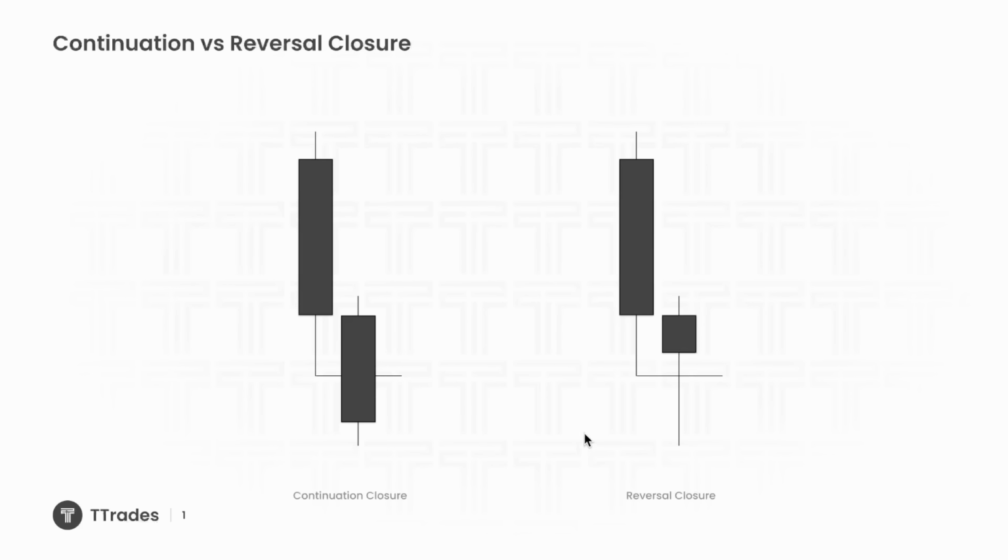Now with a reversal closure, that is when price sweeps out the previous candle's high or low, closes back above it. So you can see here, price sweeps out the low, closes above it. I'm expecting price to reverse with the reversal candle and trade back higher. So that is the reversal closure. So you need to know the difference between a continuation closure and a reversal closure.